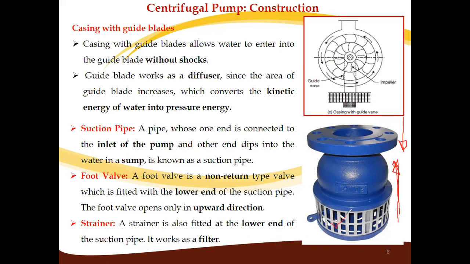Now we have another part that is called a strainer. The strainer is also fitted at the lower end of the suction pipe, below the foot valve, and it works as a filter. The impurities in the water are not allowed to pass inside the pump through the suction pipe. So it acts as a filter in the centrifugal pump.